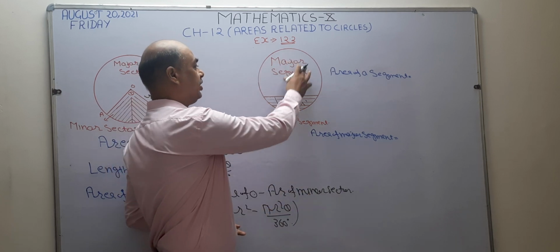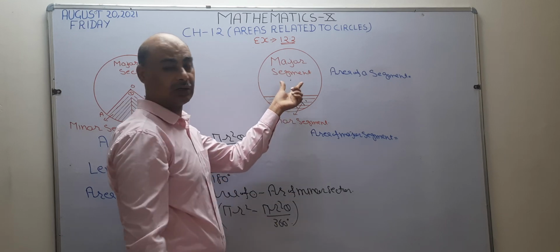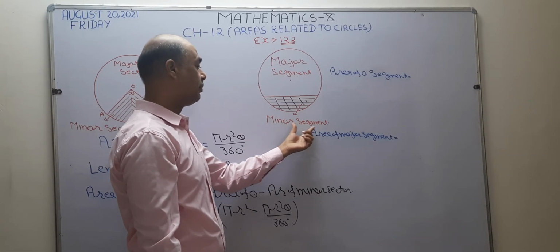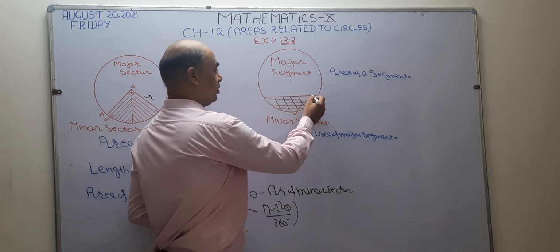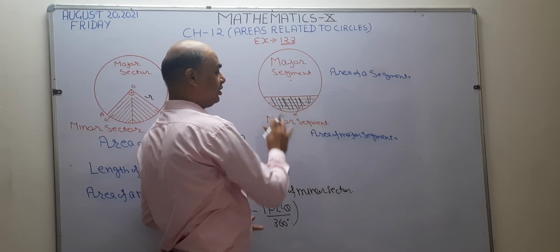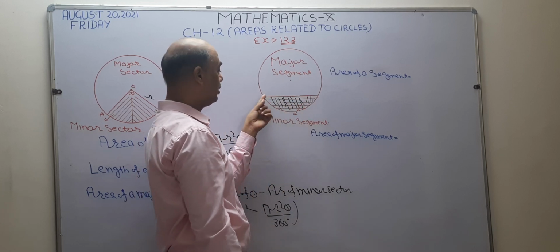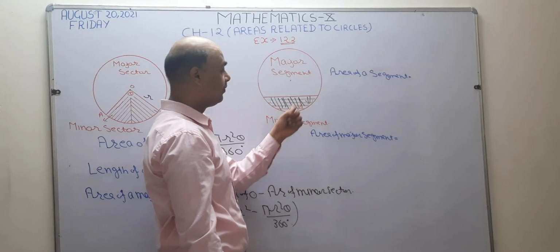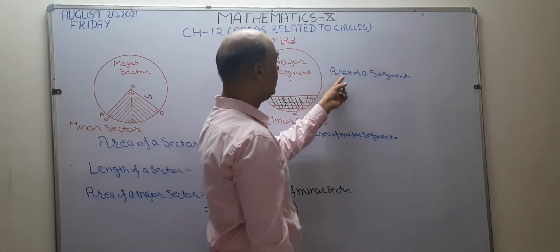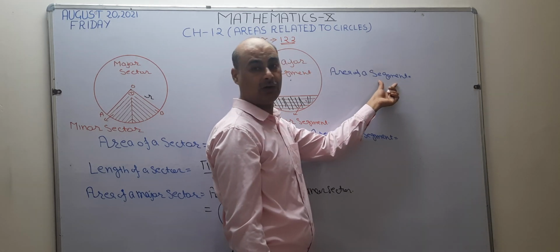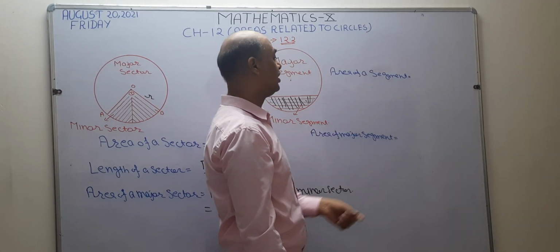This unshaded region is a larger part of the circle, so this becomes a major segment. This is the smaller part of the circle, so this becomes minor segment. This shaded region is known as segment. Segment is a region enclosed with chord and corresponding arc length. Okay. Now formula is area of a segment. When segment is written, it means this is a minor segment. Okay. So how we find the area of minor segment?